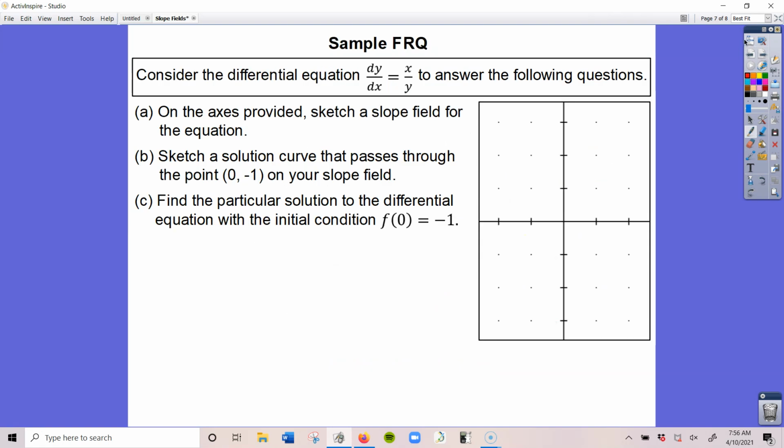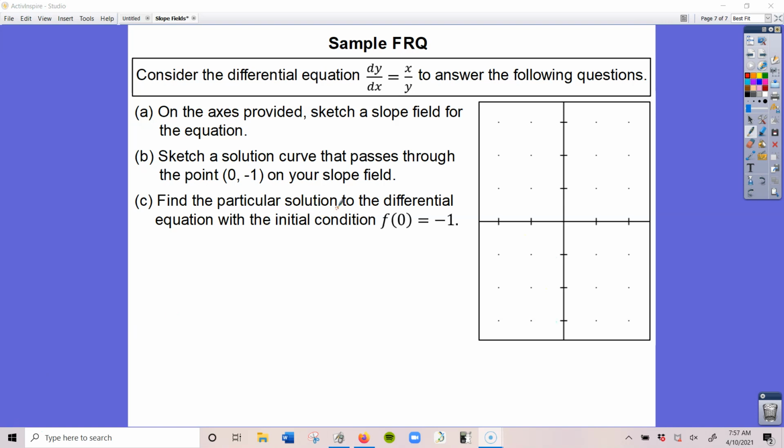Now this is a sample FRQ that involves slope fields. Consider the differential equation dy/dx equals x over y. On the axis provided, sketch a slope field for the equation. So that's what we're going to start off by doing.